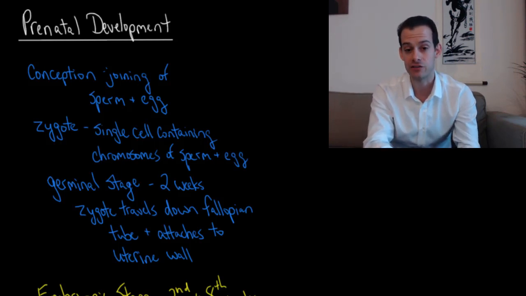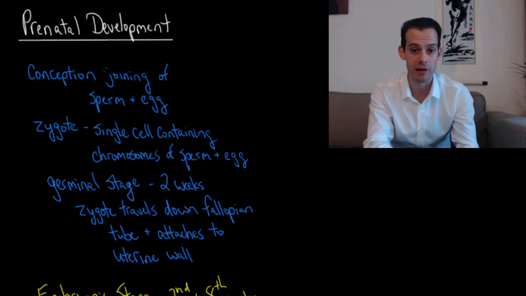And the zygote contains chromosomes from the sperm and the egg. Now, which chromosomes it contains is up to chance. This is the genetic lottery. So the egg will contain an assortment of chromosomes from the mother, and the sperm will contain an assortment of chromosomes from the father, and these will be joined together to give you the 23 pairs of chromosomes that make you, you.